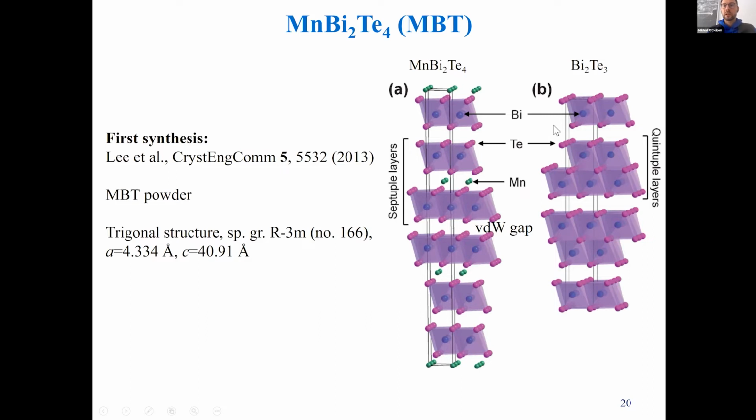And you can see that this structure is pretty much similar to that of bismuth telluride. Actually, the lattice constants are very similar, I mean, the lateral ones. And you can think of a septuple layer block as a quintuple layer block of bismuth telluride with a manganese telluride inserted in the center of it. So first, in the topological insulator context, these films were studied.